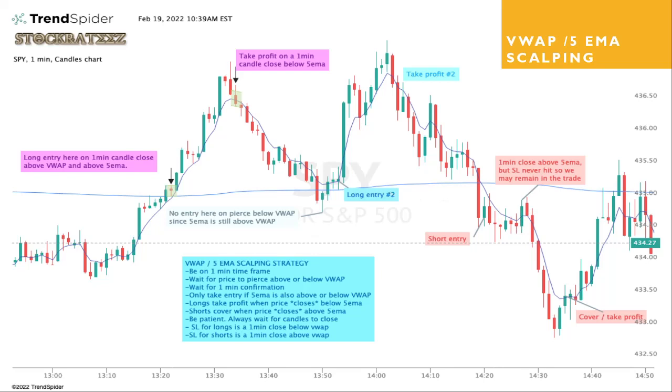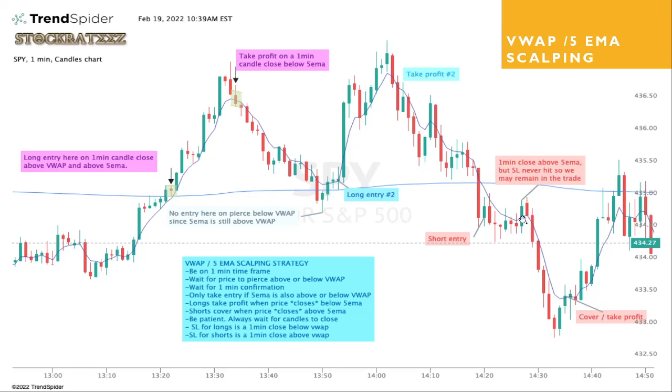Now, what's our stop loss? Our stop loss is going to be, maybe, a 1 minute candle close below VWAP and the 5 EMA. So here, since we're short, the stop is above VWAP. That's our stop loss: 1 minute candle close above VWAP and 5 EMA.